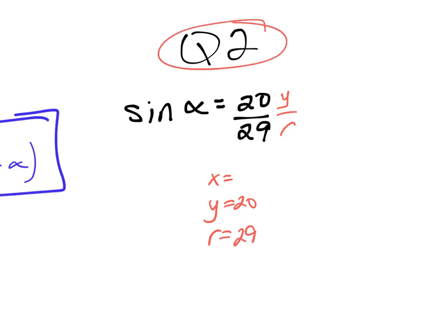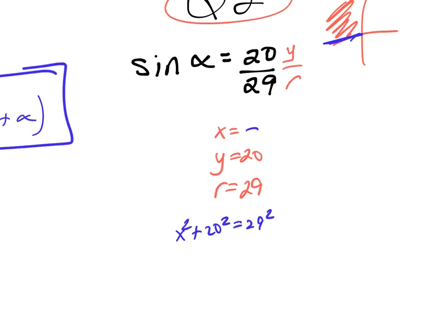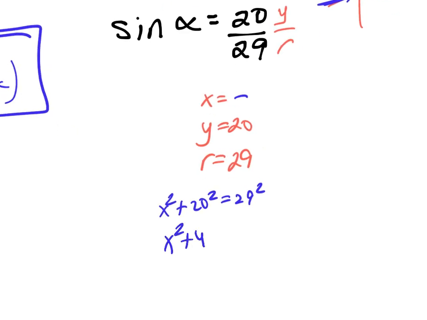They tell me that this angle is in quadrant 2. It's over here. What do I know about the sign of x? Negative. So I know this is going to be negative. So Pythagorean theorem, guys. X squared plus 20 squared equals 29 squared. X squared plus 400. Guys, if you don't know what 29 squared is, how could you figure that out? Multiply it. What's 29 times 29? 841.